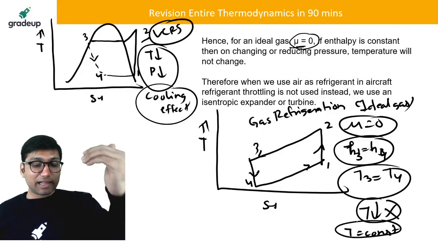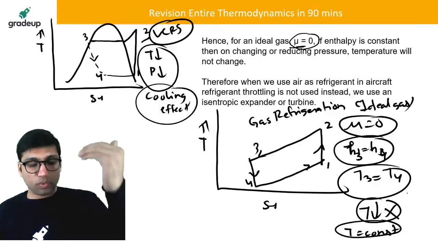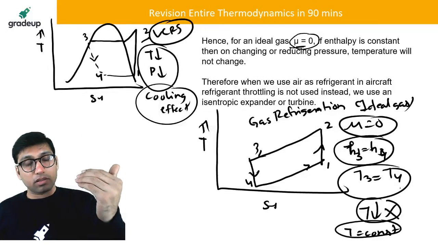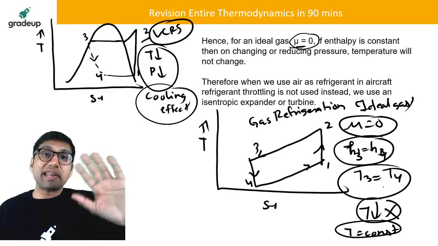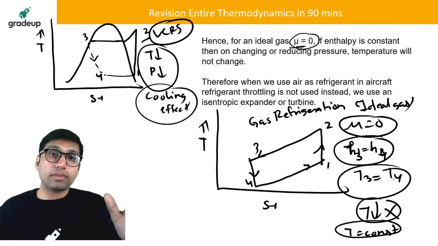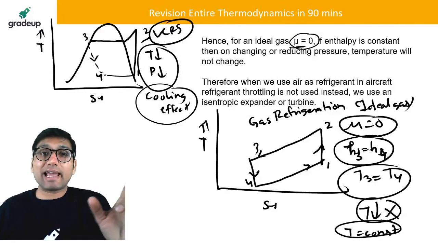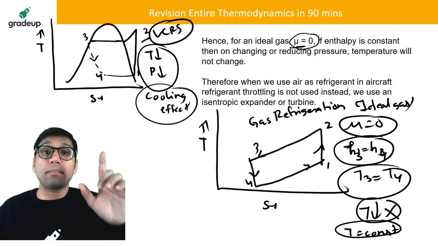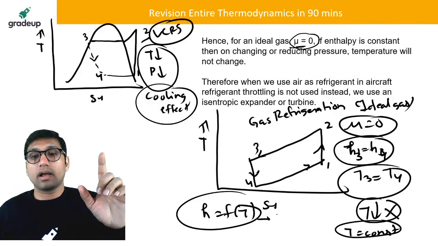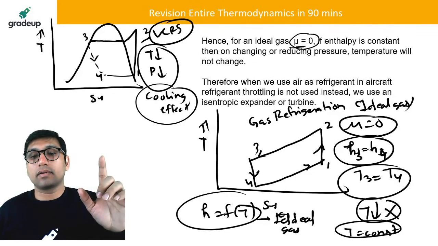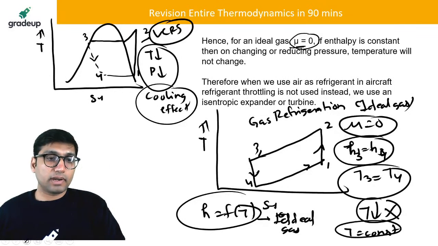If we use ideal gas for throttling process, then you will not get any decrease in temperature. Why? Because throttling of an ideal gas will not cause decrease of temperature, because for ideal gas, enthalpy is a function of temperature only. The temperature will not decrease for an ideal gas.